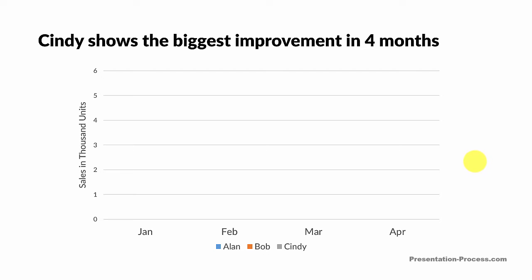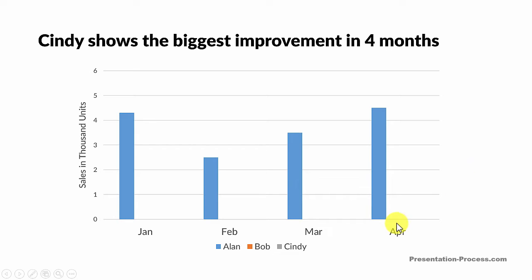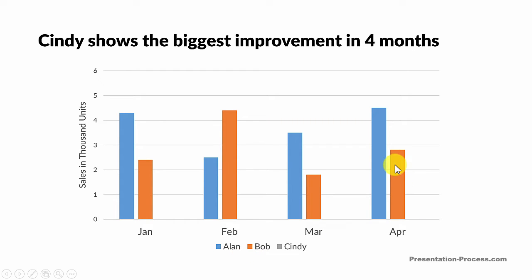The way I would say this is, first let us take a look at the performance of Alan across the 4 months. As you can see here, the performance in the month of April is pretty much the same as the performance in the month of Jan for Alan. Now let us try and compare the performance of Bob with Alan. As you can see here, the performance in the month of April has been pretty much the same as in the month of Jan for Bob as well.